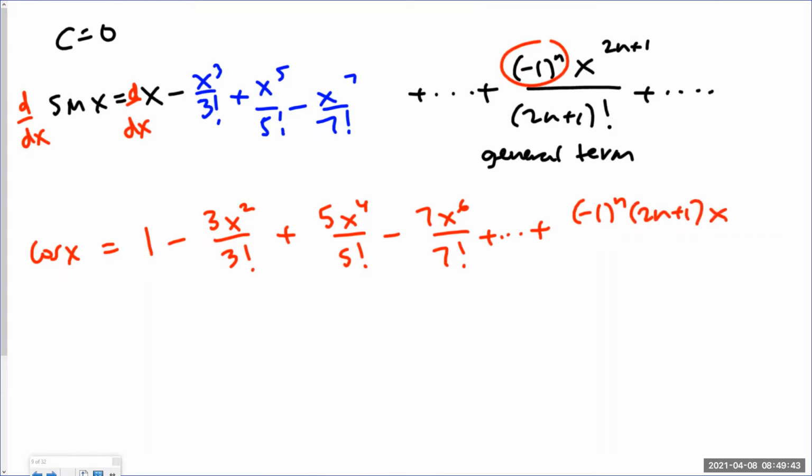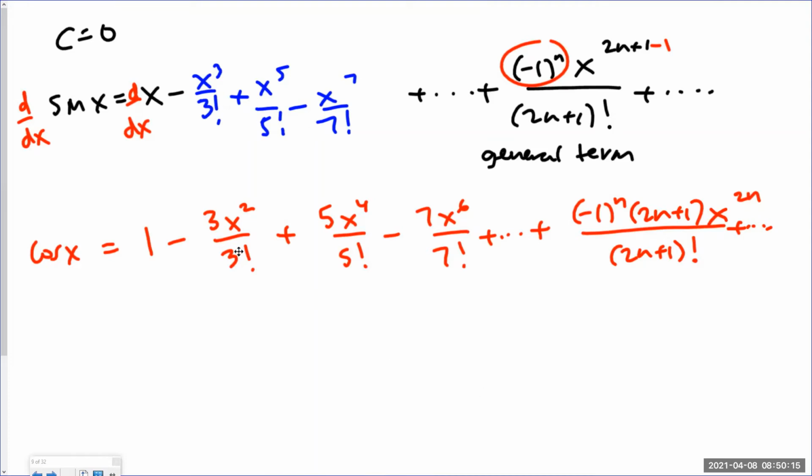This is x raised to some power. What did I do to each of these powers? I subtracted 1, right? So if I subtract 1 here, what do I get? 2n. Okay, what did I do to all of these denominators? How did I change them? They stay the same. So I'm going to keep the denominator here the same, 2n plus 1 factorial, plus dot, dot, dot. So you have to be able to manipulate the general term as well as these terms in here when you take the derivative.